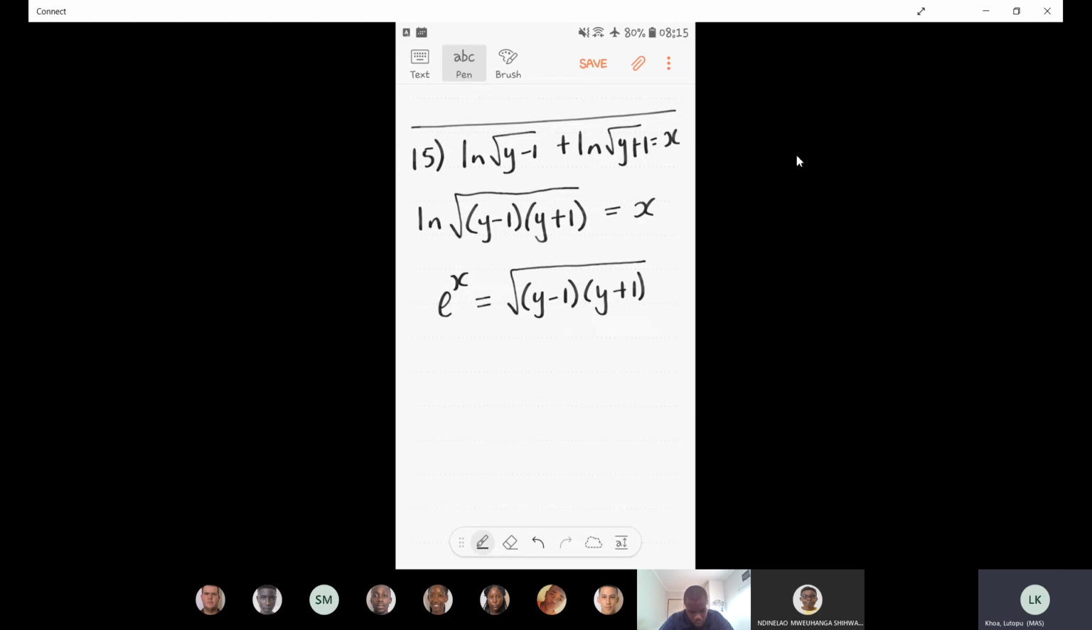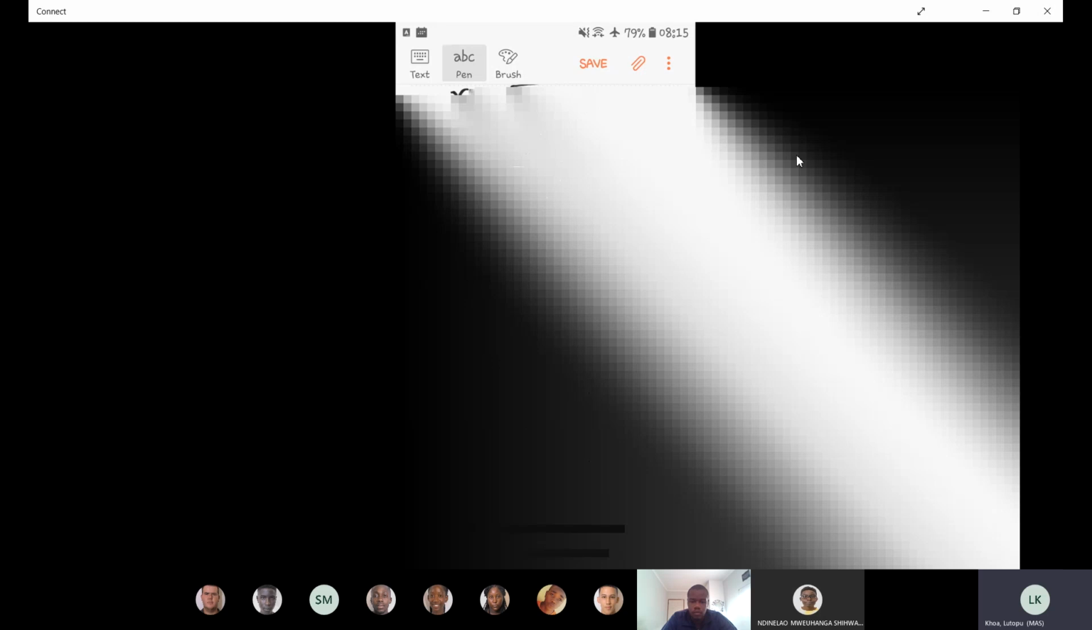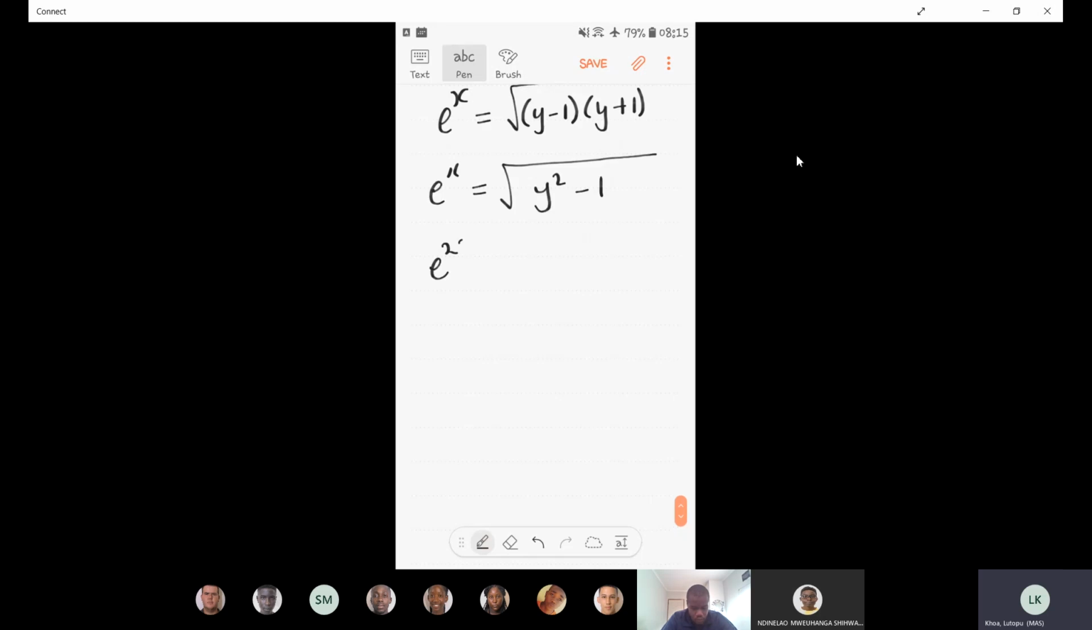Now, I'm sure you'll notice that what I have under the square root is a difference of squares. So I have e to the power of x. This is the square root of y squared minus 1. Then to get rid of the square root, I square both sides. So I'll have e to the power of 2x.